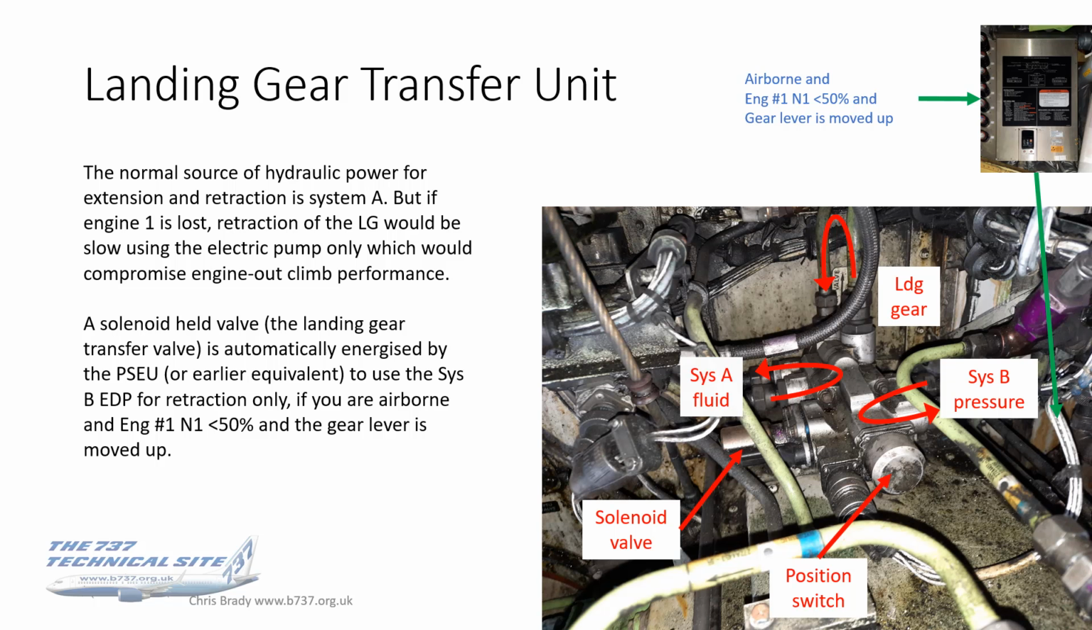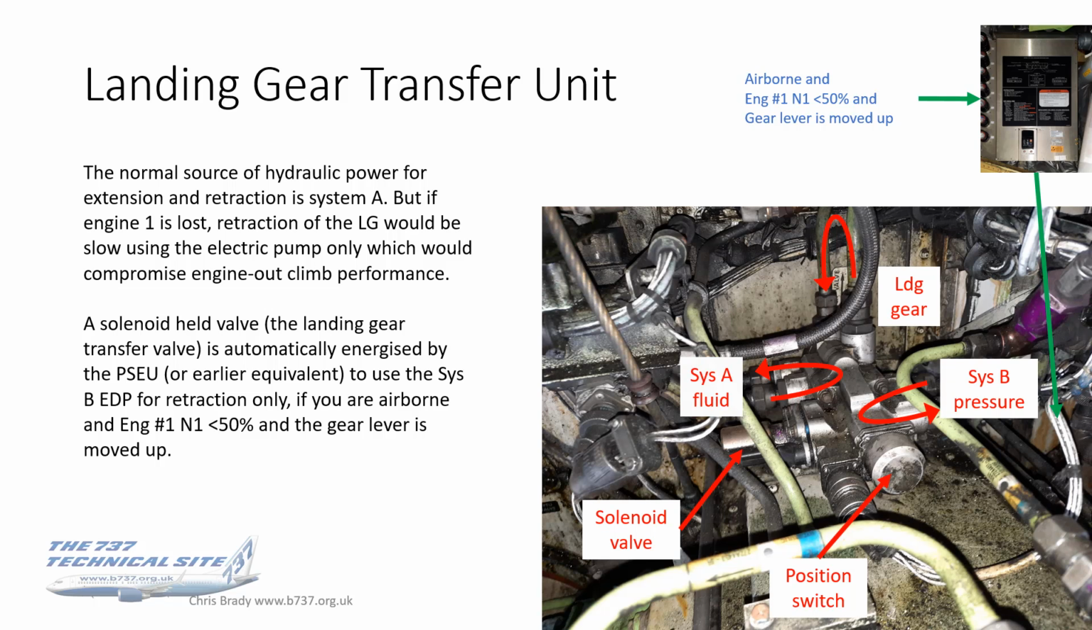The landing gear transfer unit, or landing gear transfer valve as the engineers refer to it. The normal source of hydraulic power for extension and retraction is the A system. But if engine 1 is lost, retraction of the landing gear would be slow because it'd be just using the electric pump only, because your engine-driven pump has gone with the engine, obviously. That will compromise engine out climb performance and invalidate your takeoff performance.